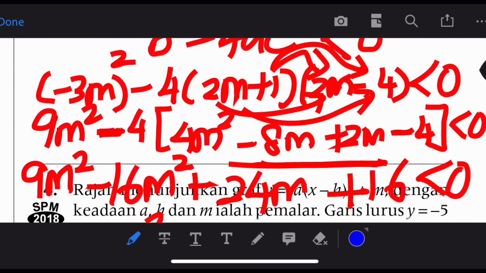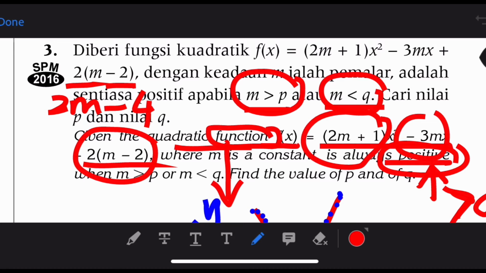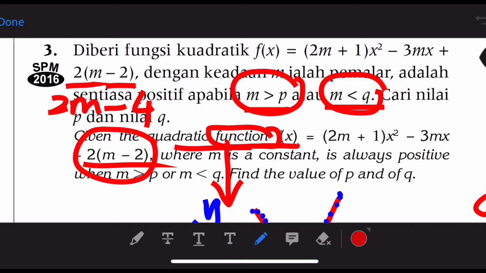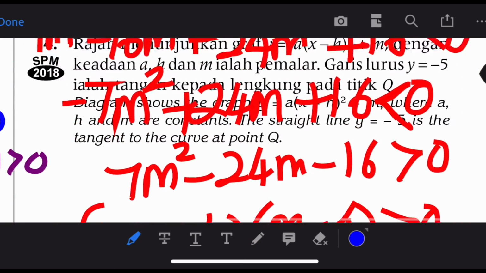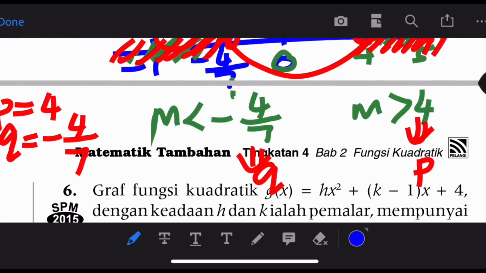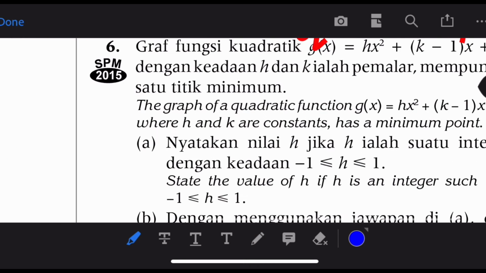Now we need to answer accordingly because the question is asking for value. Find the value of p and q. So finally your answer must be written in terms of value. P is 4, q is negative 4/7. Okay, so you cannot just stop your answer here. If you stop your answer here, you'll be penalized by minus 1 mark.